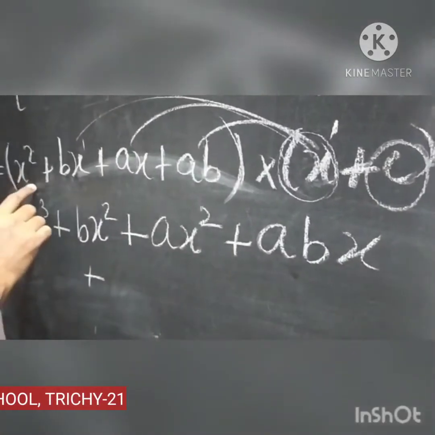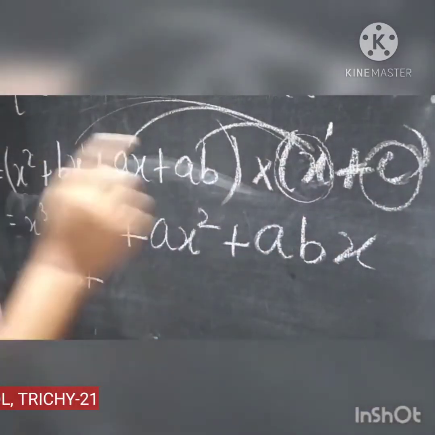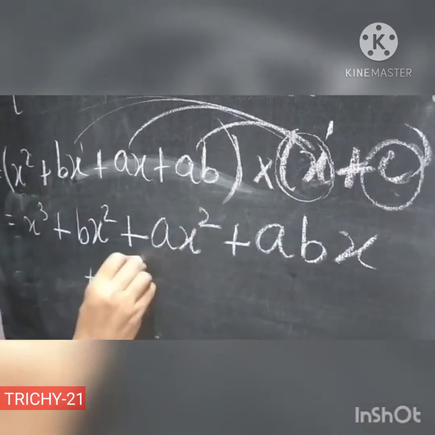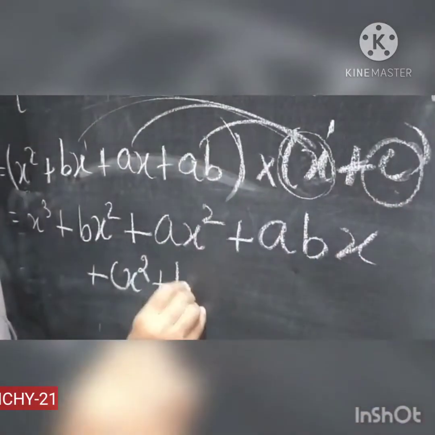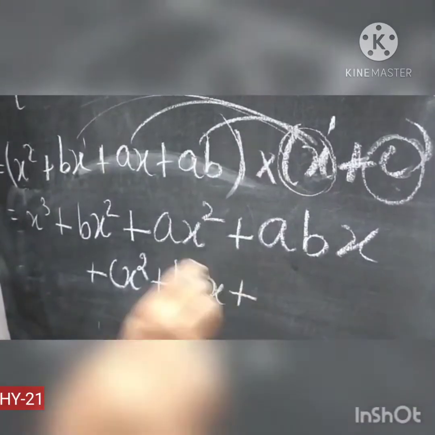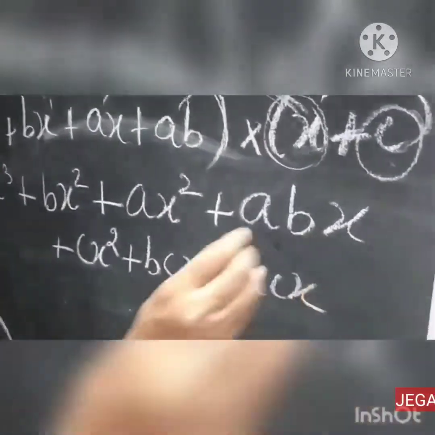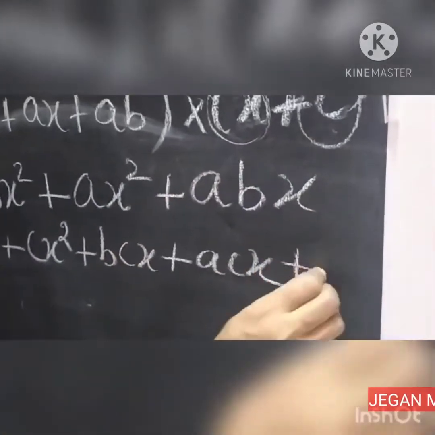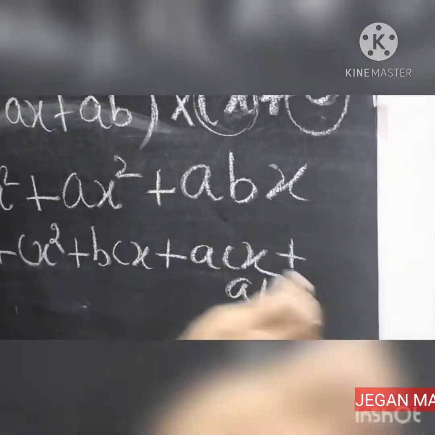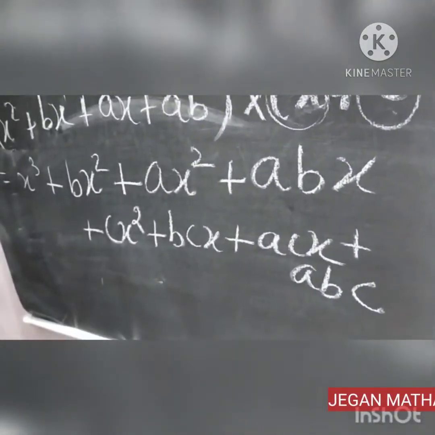So next, plus here again the second term. Now these 4 terms multiply with c. So x squared into c, cx squared, plus bx into c, bcx, plus ax into c, acx, plus ab into c, so plus last term abc. That's all.